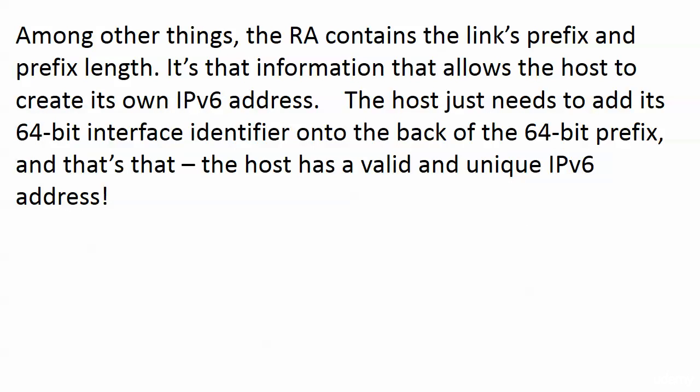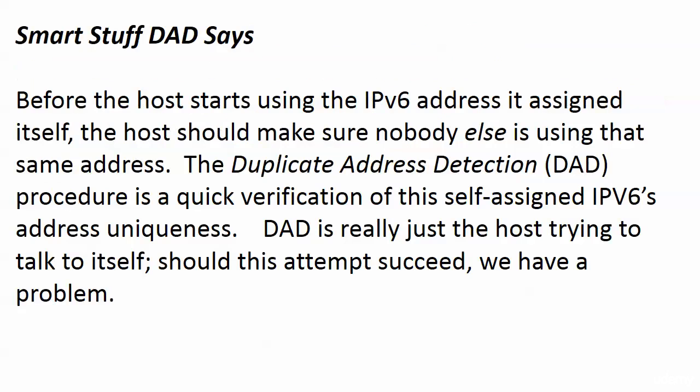All the host needs to do is take its 64-bit interface identifier, there's that value again, you tack that onto the back of the 64-bit prefix, and what do we got? We got a 128-bit valid and unique IP version 6 address. Well, we think it's unique.